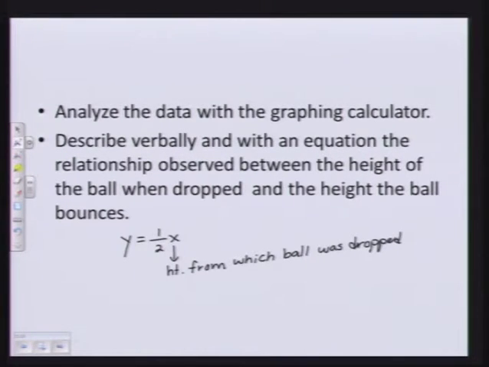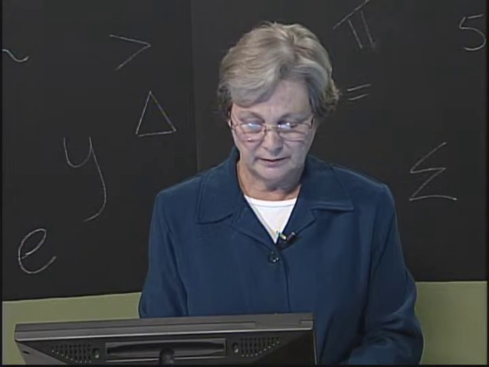And y is going to be the height that the ball bounced. So if this turned out to be my results, I would have the height that it bounces being approximately half of the height from which it was dropped. So if it were dropped from 40 centimeters, it would be bouncing up to about 20 centimeters. If it were dropped from 80 centimeters, it would be bouncing back up to about 40 centimeters.